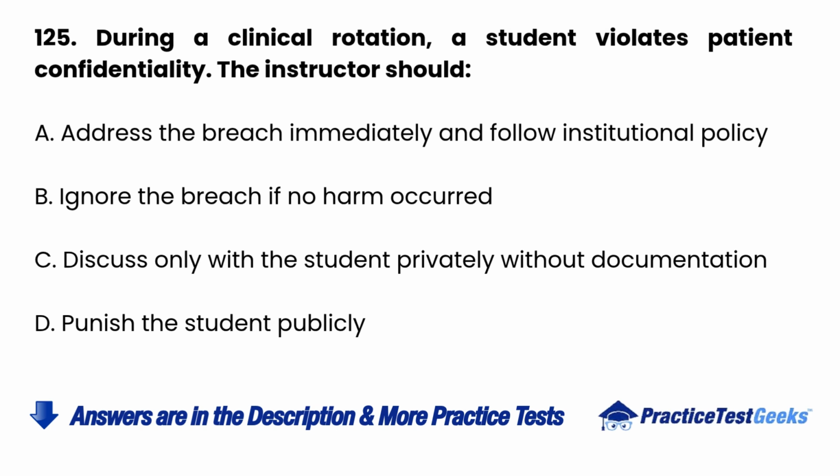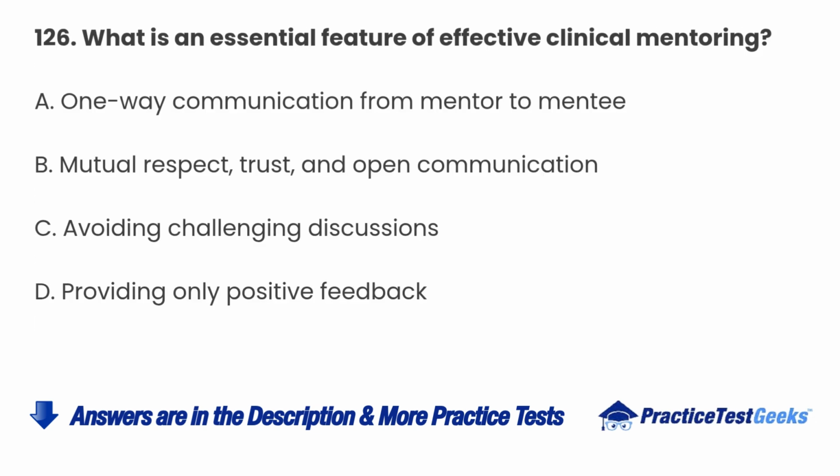125. During a clinical rotation, a student violates patient confidentiality. The instructor should A. Address the breach immediately and follow institutional policy. B. Ignore the breach if no harm occurred. C. Discuss only with the student privately without documentation. D. Punish the student publicly.